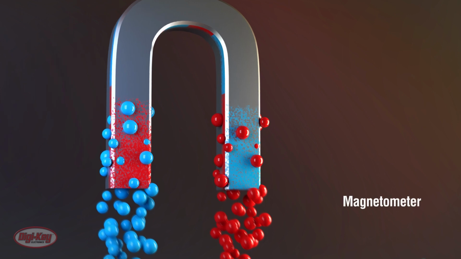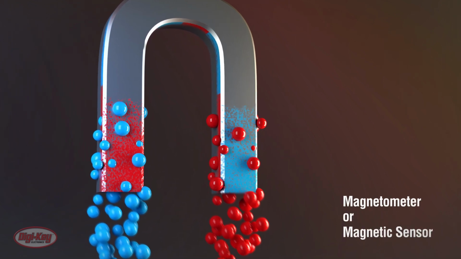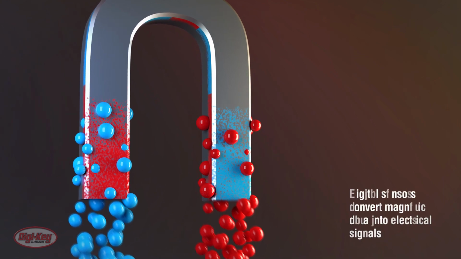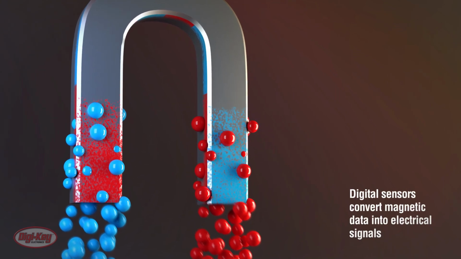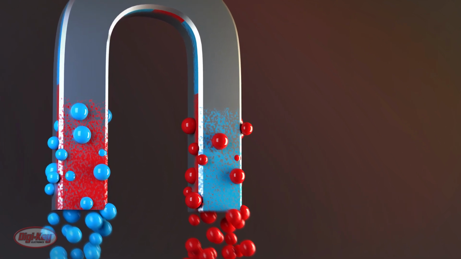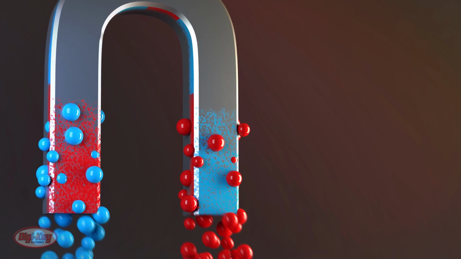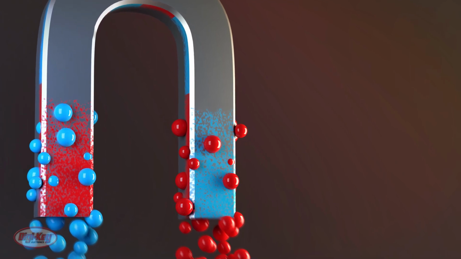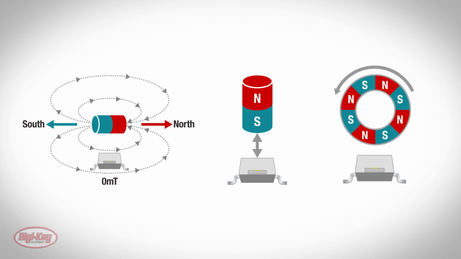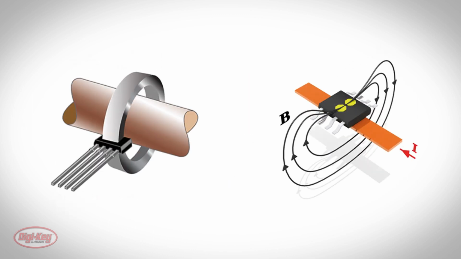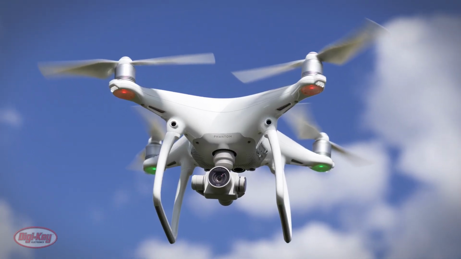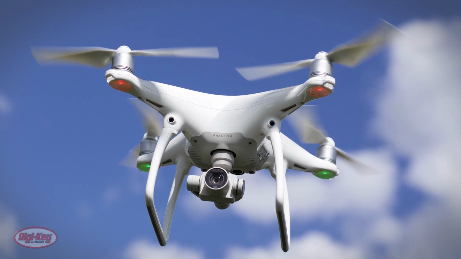A magnetometer, or magnetic sensor, is a device used for detecting and measuring magnetic fields. Digital magnetic sensors convert the detection and/or the measurement of magnetic fields into electrical signals for processing by other electronic circuits. One example of a magnetic sensor is a Hall effect sensor. Applications for Hall effect sensors include position sensors, proximity detection, rotational sensing, current sensing, and others. Accelerometers, gyroscopes, and magnetometers are commonly used in wearable and IoT devices as well as in drones.